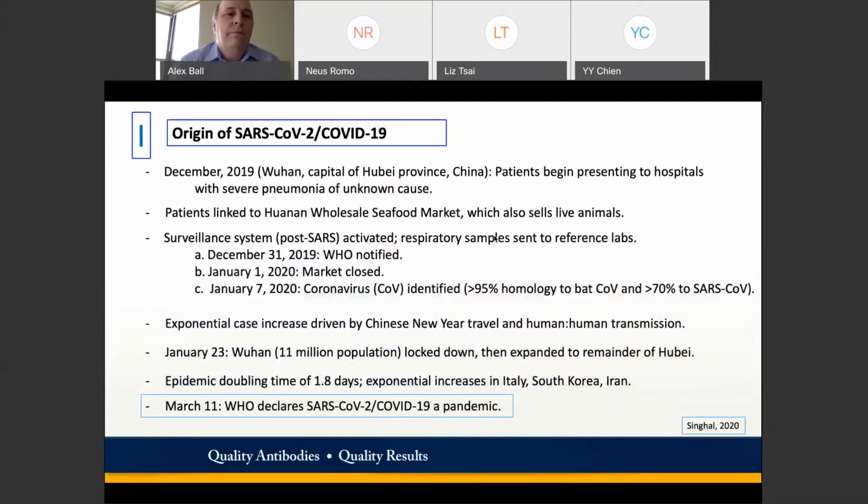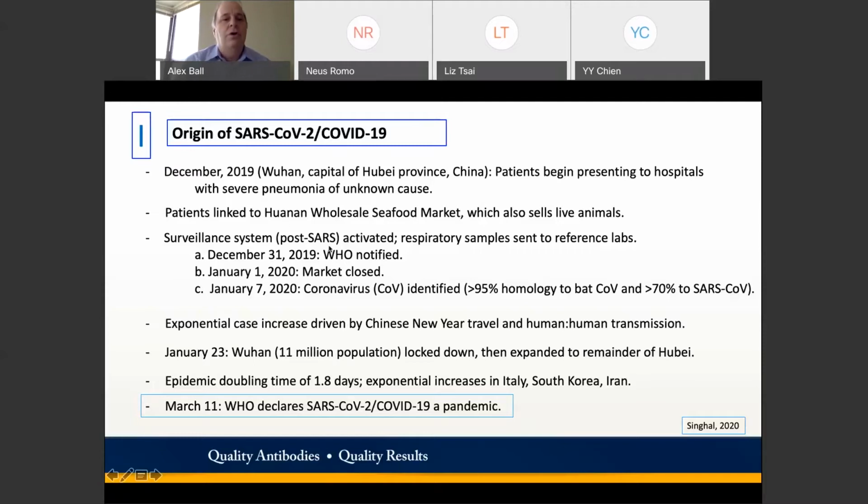So most evidence indicates that in terms of the world impact, it began in Wuhan, the capital of Hubei province in China, in December of 2019, when patients began presenting to hospitals with severe pneumonia of unknown cause. Most of the patients had had some contact with the Huanan wholesale seafood market, which also sells live animals.